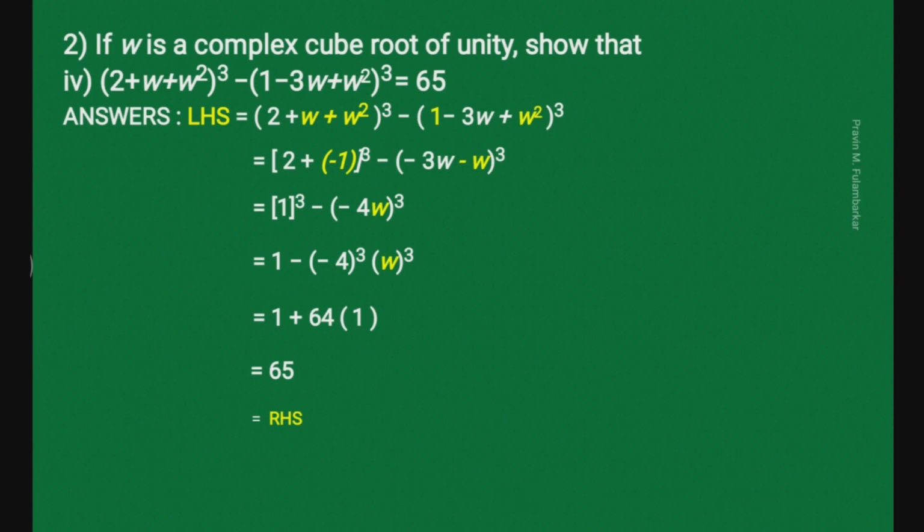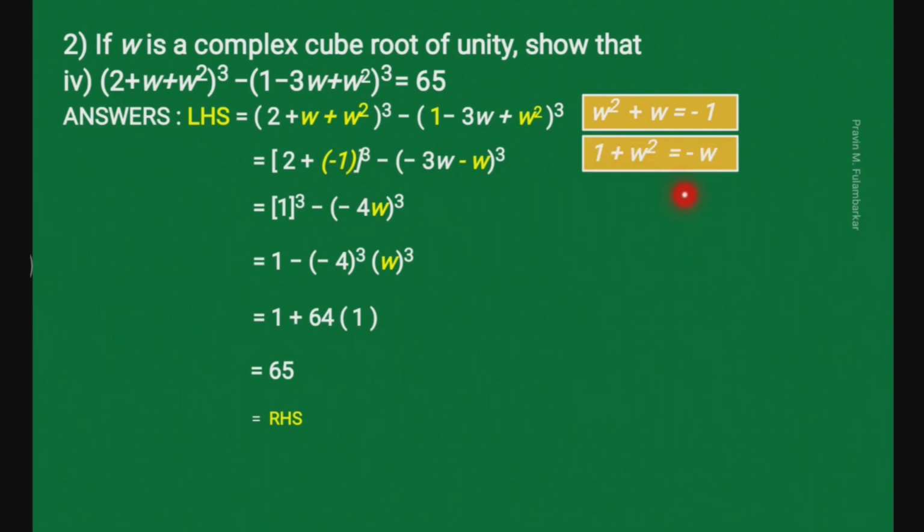So in this way you can solve the questions from sub main question second. So we use here omega square plus omega equals to minus 1. So we write here minus 1, and this 1 plus omega square equals to minus omega. So in this way you can solve the sub question 4.